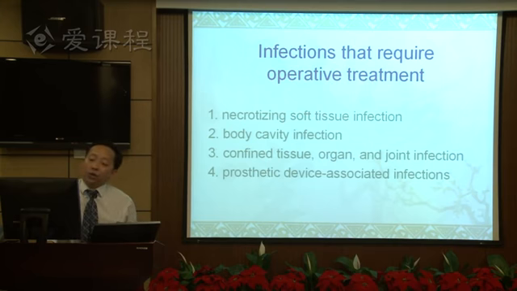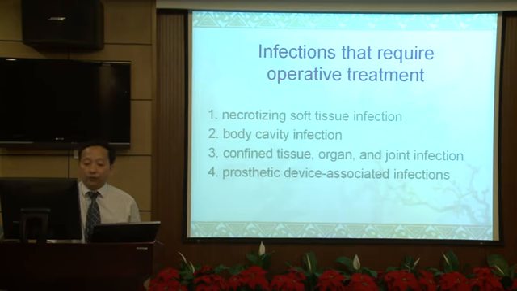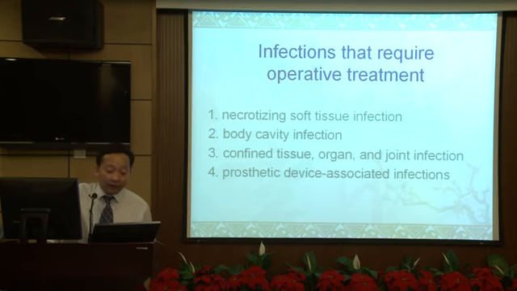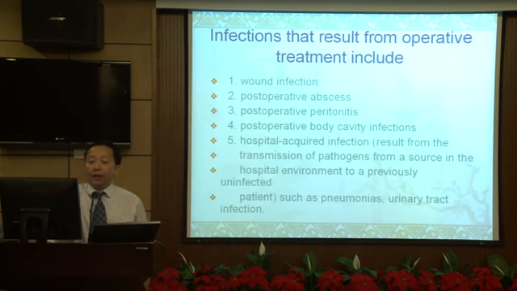Infections that require operative treatment include necrotizing soft tissue infection, body cavity infection, confined tissue, organ and joint infection, and prosthetic device associated infections. The infections that result from operative treatment include: first, wound infection, and second, post-operative abscess.